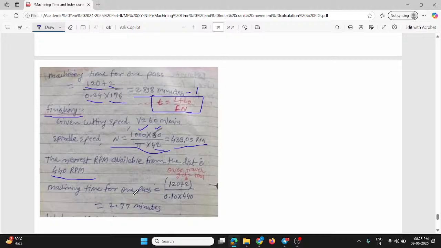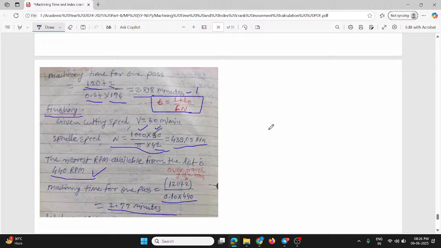Again substitute those values in the machining time formula, that is L divided by F into N. L equals 120 plus the over travel, that is 2 mm, and F into N, where N we have just calculated, that is 440 rpm. So substitute these values, and we get the machining time equal to 2.77 minutes. Only one finishing cut and 2 roughing cuts are going to be there.